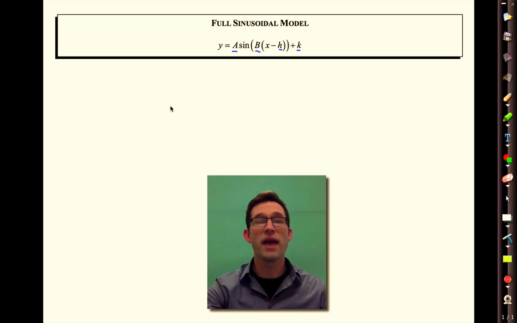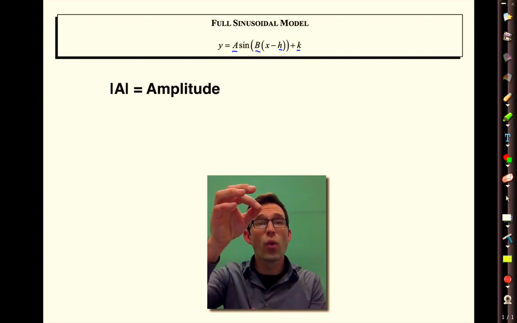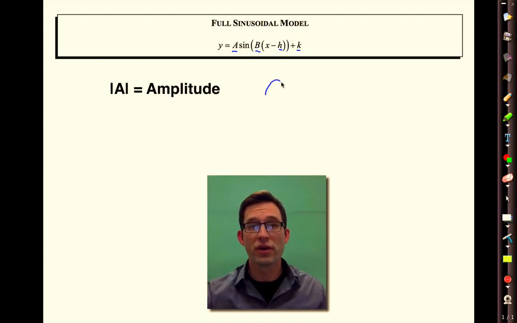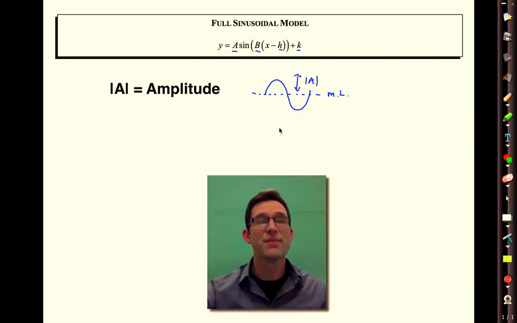We've already seen A and K. Let's review. The absolute value of A is the amplitude. It's how much the trig curve rises and falls above and below the midline. If I've got some random trig curve, don't worry about sine or cosine, and here's my midline, then my amplitude, or the absolute value of A, is this. The reason we always specify the absolute value of A is because the amplitude is a distance, so it's positive. A itself can be negative, which would reflect the graph across the midline.